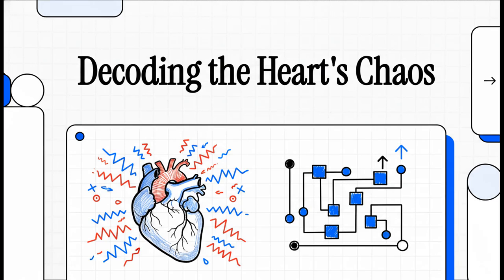All right, let's jump right in. Today we are talking about something pretty fascinating, the electrical chaos of an irregular heartbeat. Now this is a problem that affects millions of people, but we're going to look at a really cool model that helps us understand the electrical storm that's actually causing it.